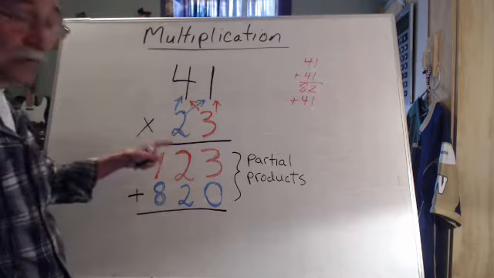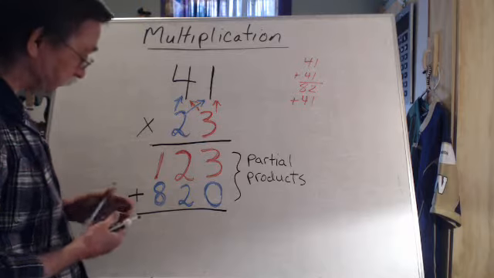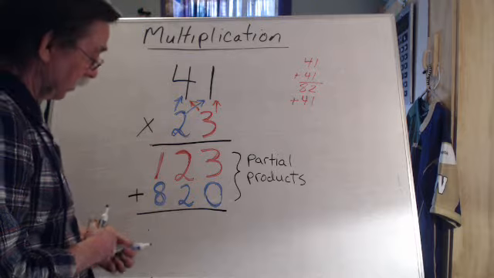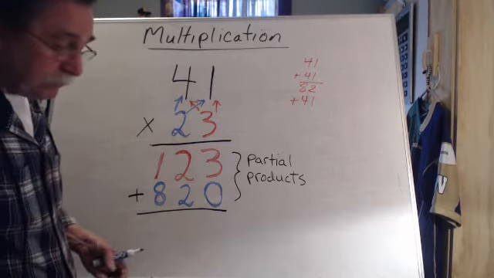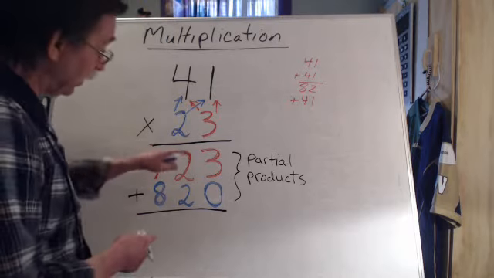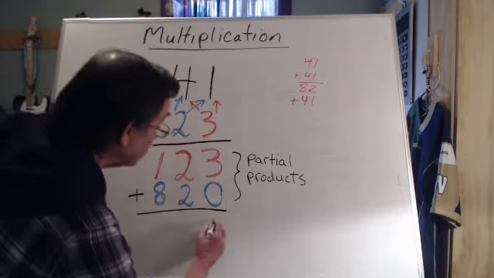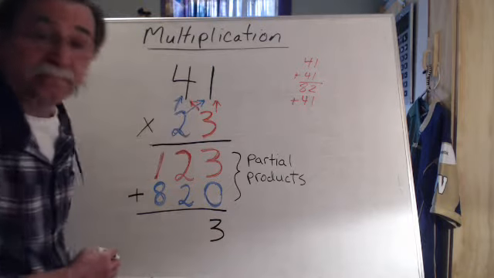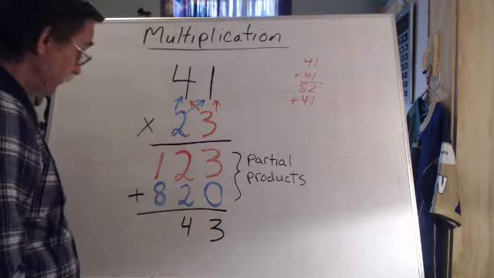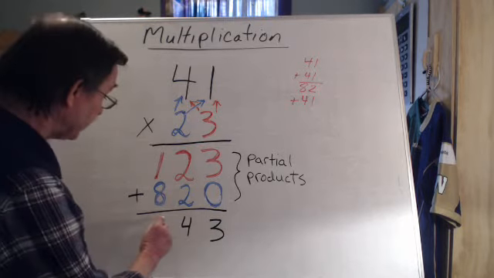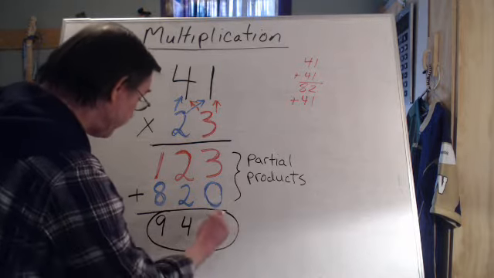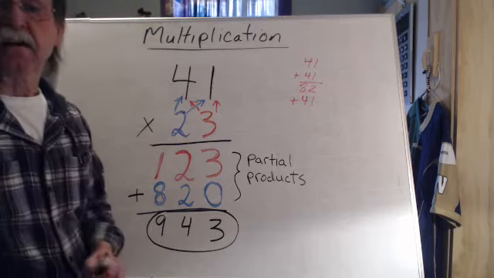Those are called partial products. So, what do we do with partial products? We add them. And on my notes, I did the final answer in black. So, let's add these. We go 3 plus 0 is 3. 2 plus 2 is 4. And 1 plus 8 is 9. 943.